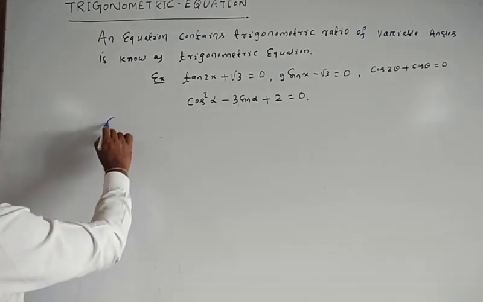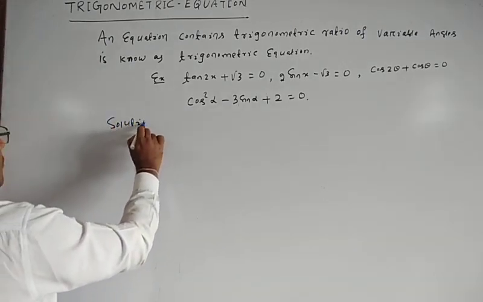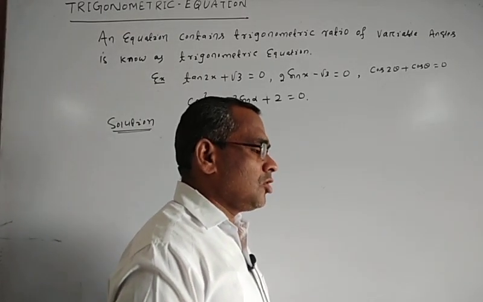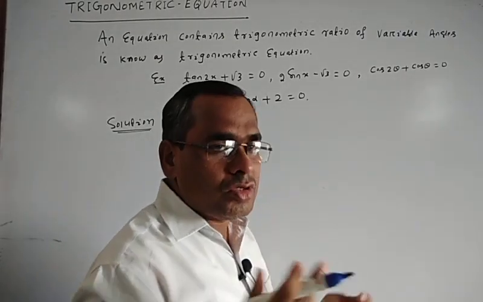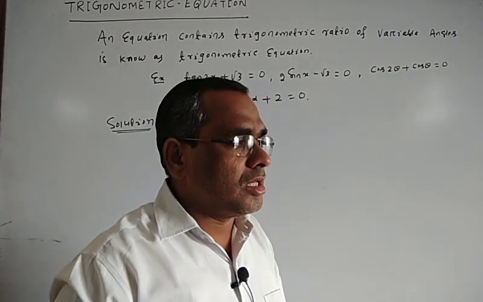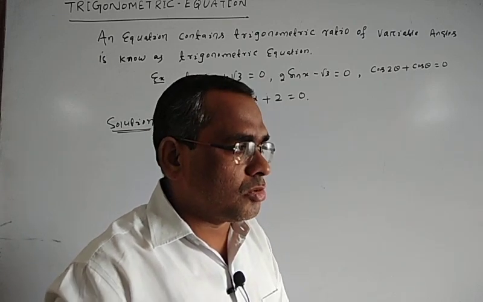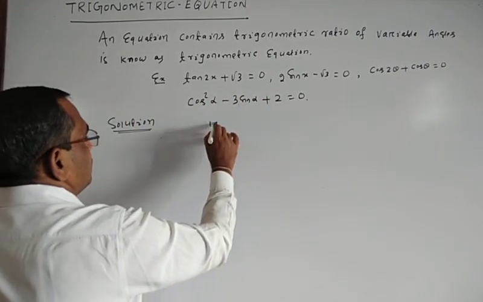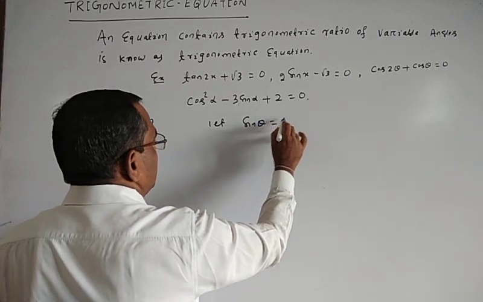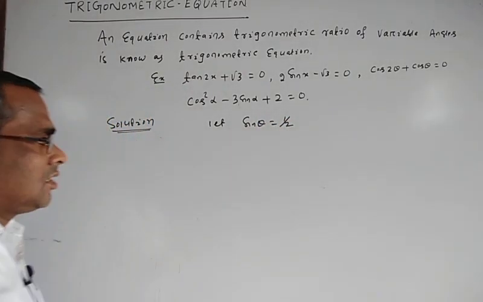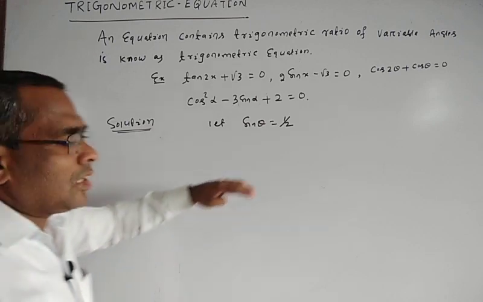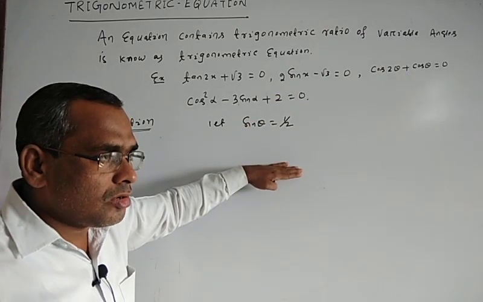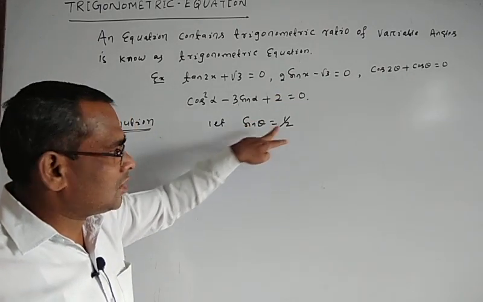So solution. What do you mean by solution? The solution means the values of theta which satisfy the given trigonometrical equation. So how to find a solution? For example, let sin theta is equal to 1 by 2. So what are its solutions? Solution means the values of theta which satisfy sin theta is equal to 1 by 2.